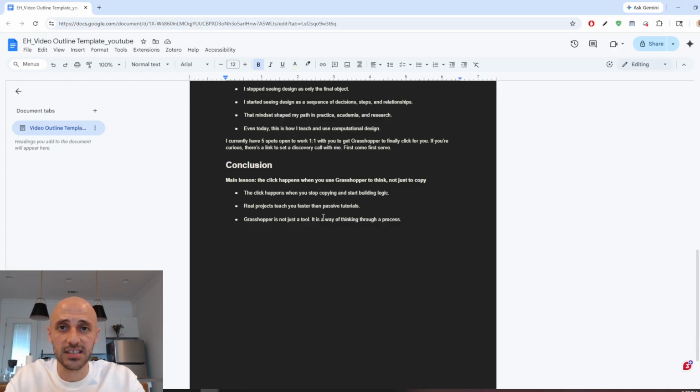And the real projects teach you a lot faster than any other tutorial that you can watch on earth. And last but not least, for me, Grasshopper is not just a tool. It's a way of thinking through a process and making that process explicit and simple for yourself first and for the others in your team or in your organizations.